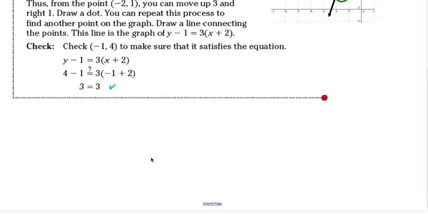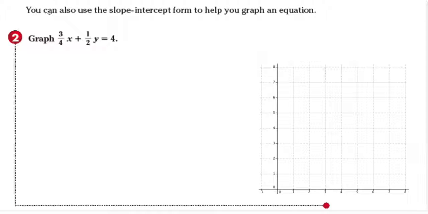Okay? Now you can also use slope intercept form to help you graph an equation. For example, if we want to graph 3/4 x plus 1/2 y equals 4, remember slope intercept form is y is equal to mx plus b, where m is your slope, and b is your y-intercept.